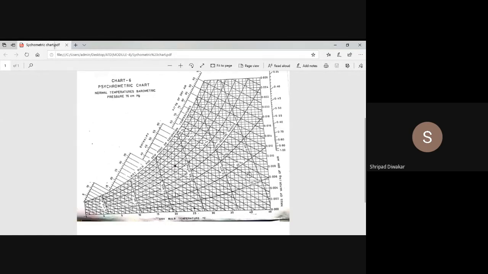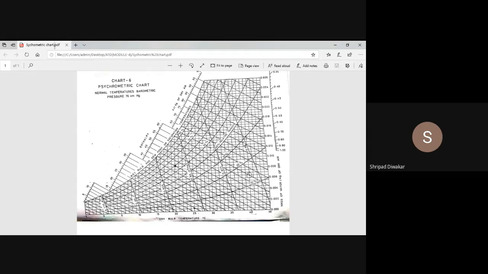You can see there are 6 specific volume lines. The first is 0.775 meter cube per kg. The second is 0.8 meter cube per kg. The third, this inclined line, is 0.825. The fourth is 0.85, then 0.875, and the last one is 0.9. There are only 6 specific volume lines.